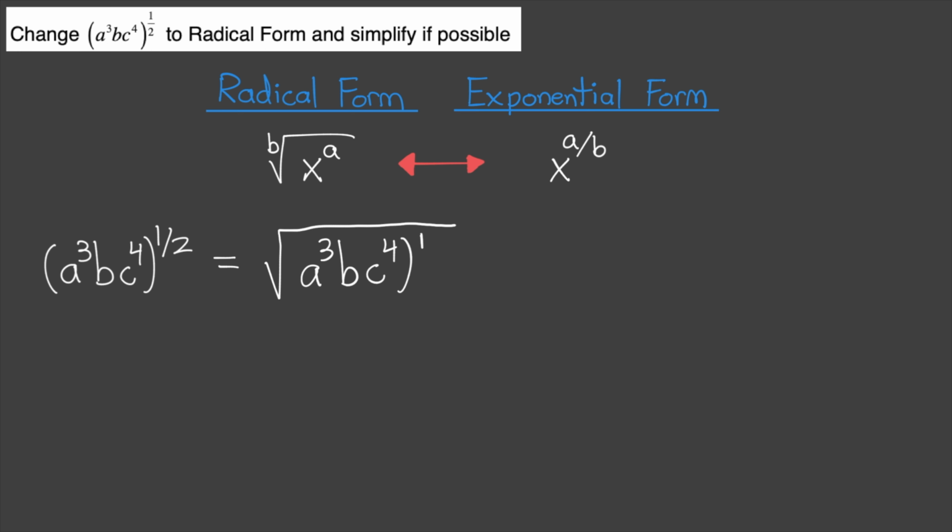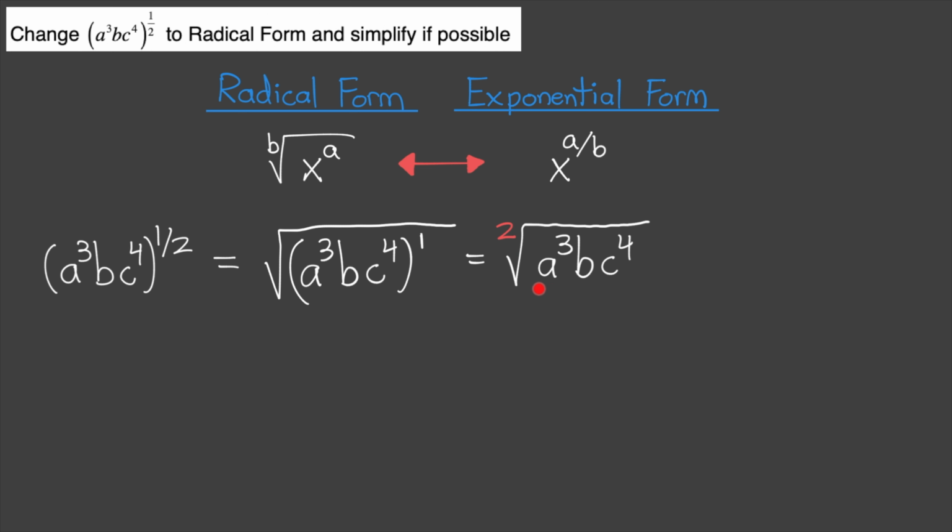Now that's all raised to the first power, but the first power in this case doesn't mean much because if you distribute the 1 to all these exponents, it just stays the same. So for simplicity, I'm going to go ahead and get rid of that and then just write a cubed b and then c to the fourth. And remember, our root here is a 2. So I'll write that 2 there. So we have a square root of this quantity.